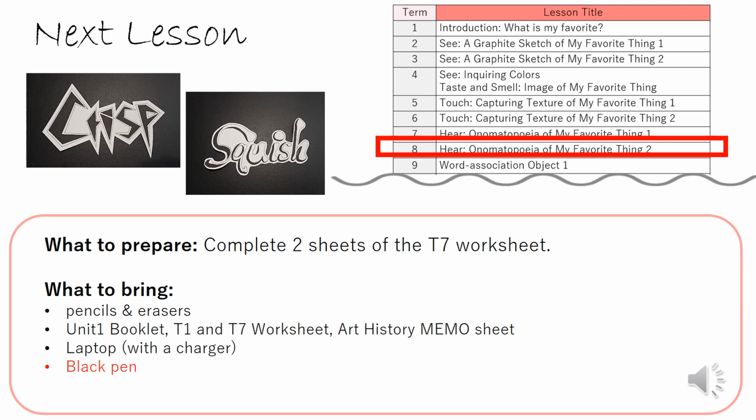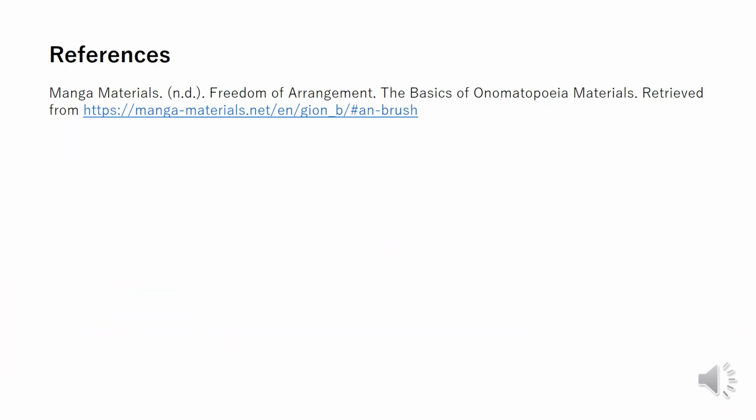You are going to continue working on onomatopoeia artwork next term. And also, you are going to finish making this artwork by next term. So, what I want you to do for homework is complete 2 sheets of the Term 7 worksheet. Next time, you are going to turn that in. And I also want you to bring a black pen. See you guys!